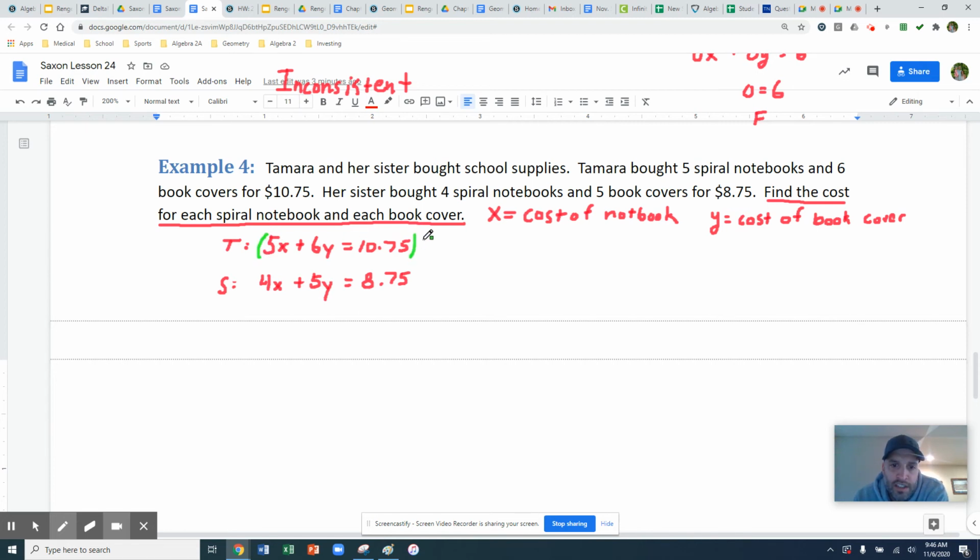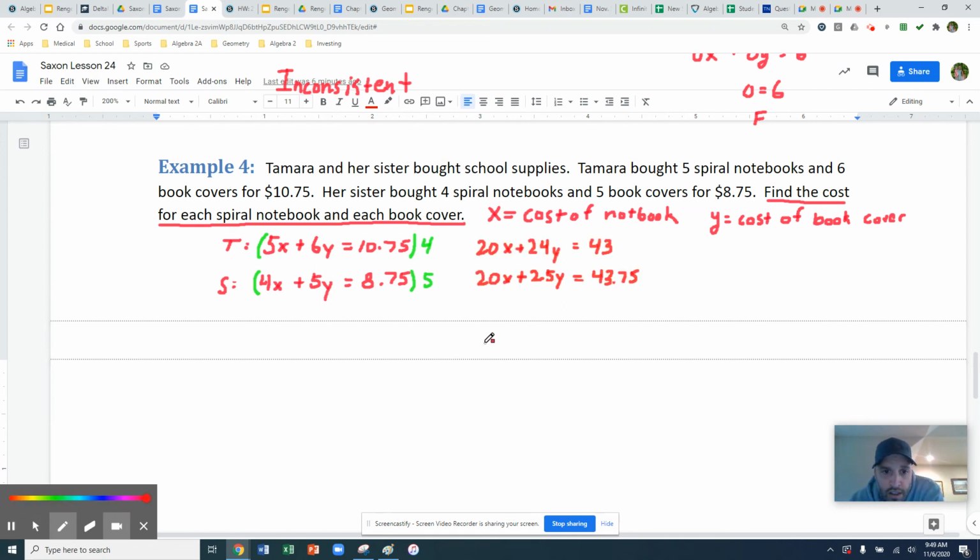So I'm going to multiply this top equation by 4. That's going to end up making that 20x. I'm going to multiply this bottom equation by 5. That's going to make that also a 20x. So next thing I'll do is I'll take 4, multiply each term in my top equation. I'll take 5, multiply each term in my bottom equation. And I'm going to write a new system of equations where I'm going to have a 20x and a 20x so that I can eliminate the x.